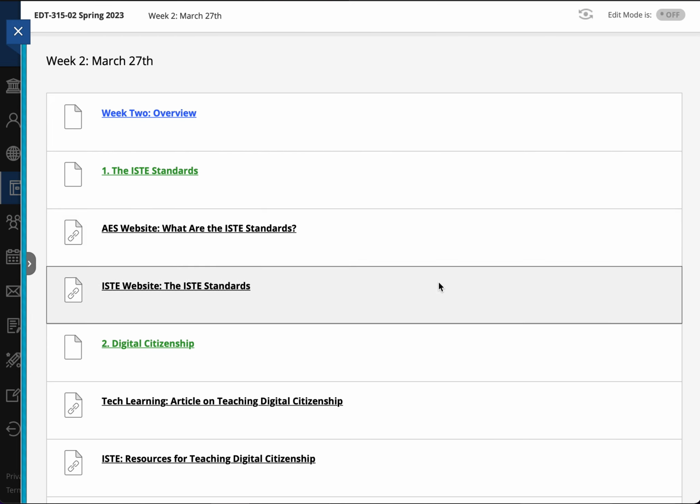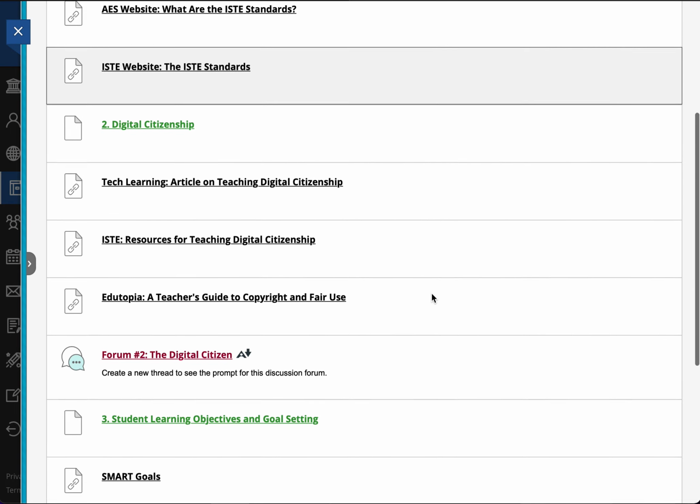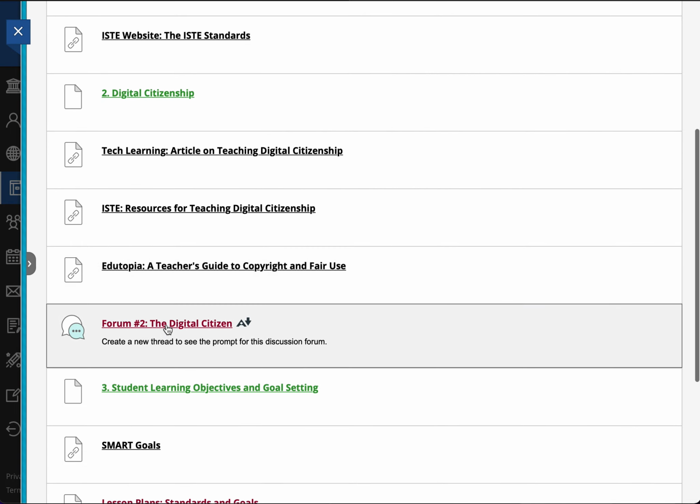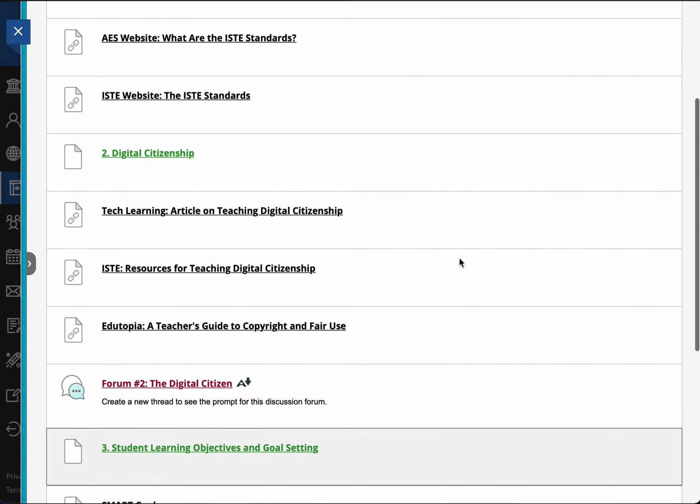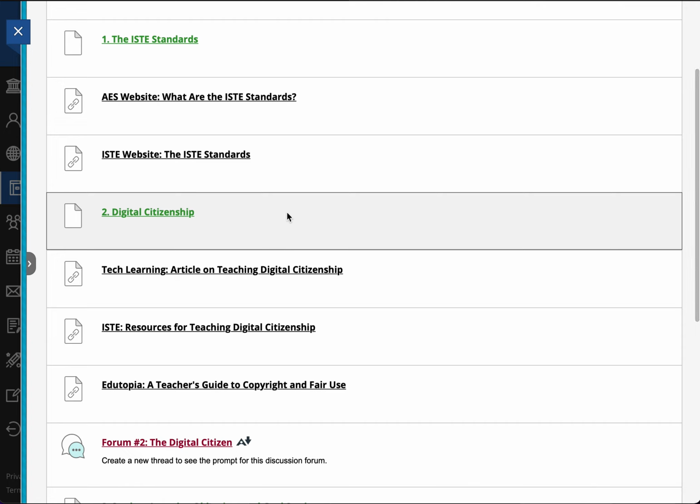Again, in terms of actual, if you want to call it the homework for the week, really it just boils down to a forum post and follow up and getting those lesson plan documents submitted with the initial goals and standards included. The rest of the work for the week is mostly just about reading and getting up to speed on a couple of underlying concepts and ideas for the course. So that is the overview for the week.